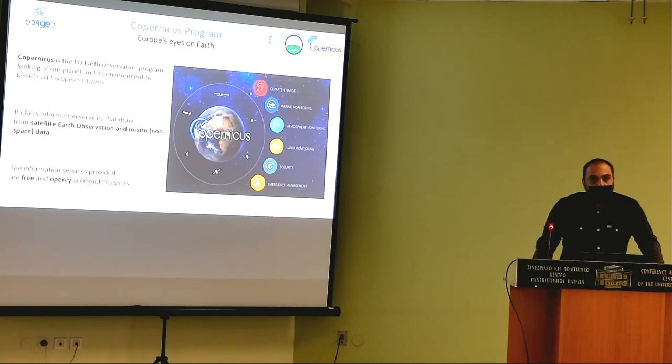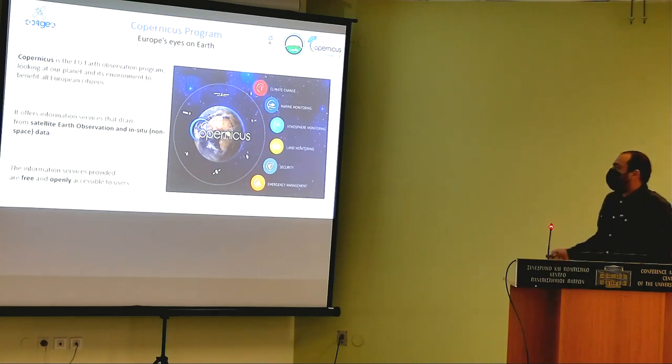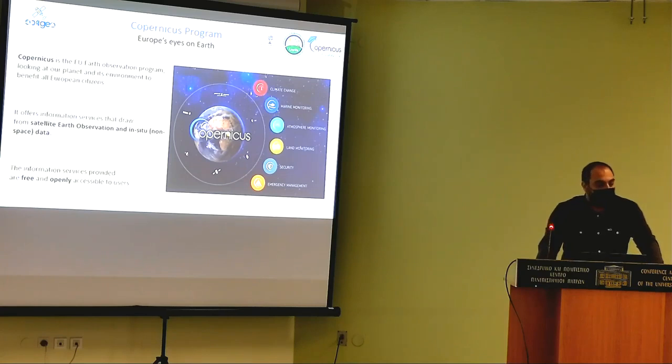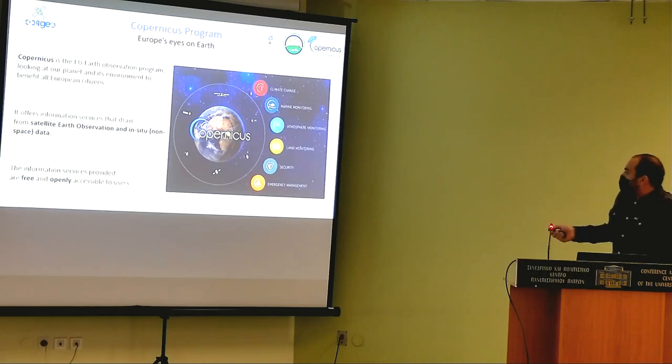The alternative is to use satellites. The Copernicus program does it for us. Copernicus is the European Earth Observation Program looking at our planet and its environment to benefit all European citizens. It provides information for several meteorological, climate, and air quality parameters. And the basic point is that it's free and openly accessible to users. So with Copernicus, we can monitor climate, marine, atmosphere, etc.